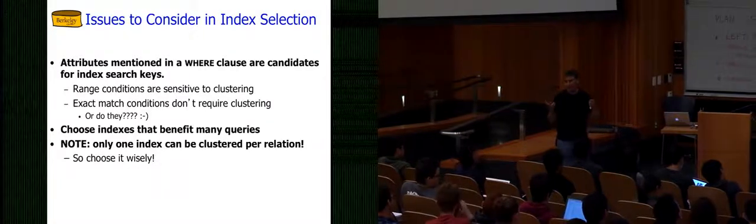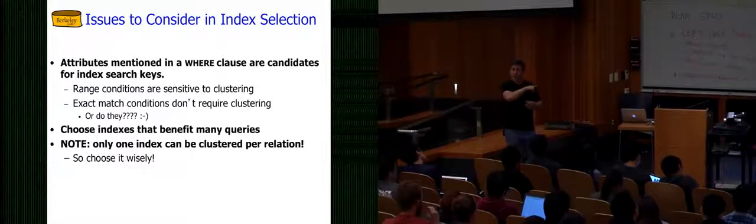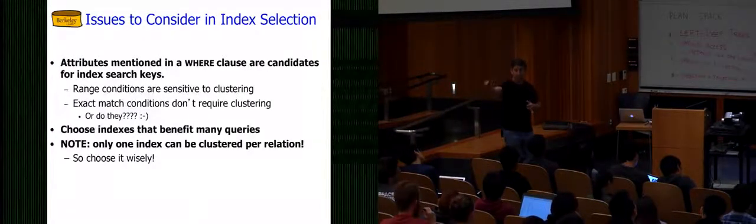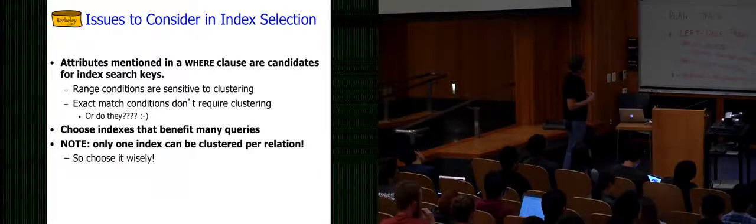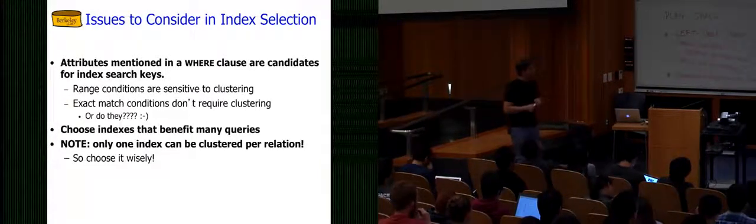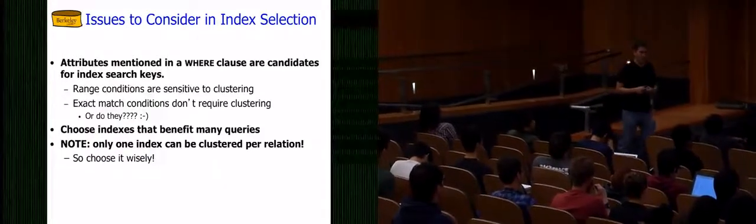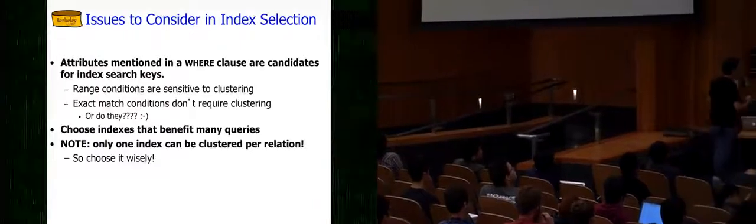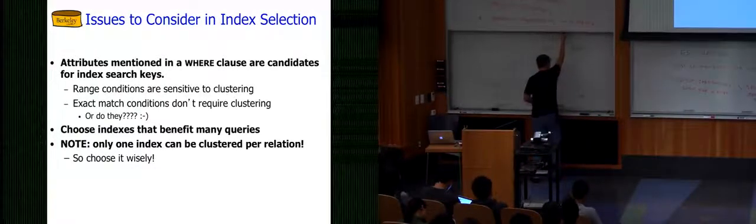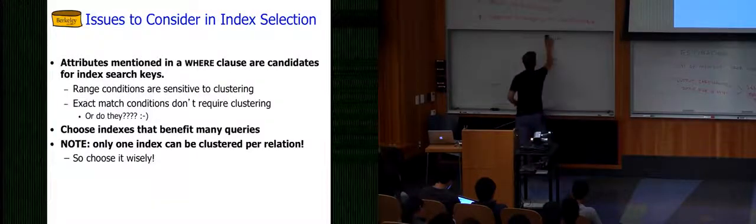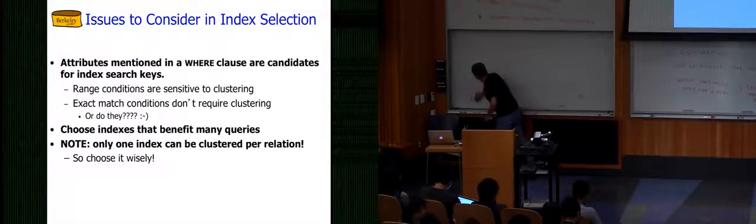Scanning an index will give you things in order, right? That might be interesting to you, all right? But attributes mentioned in a where clause are definitely candidates. Remember, this is really important, and it's a super easy thing to ask on a test. So test question alert. If I give you a query and the where clause is a range predicate, right, this may actually have been on the midterm for all I can remember.